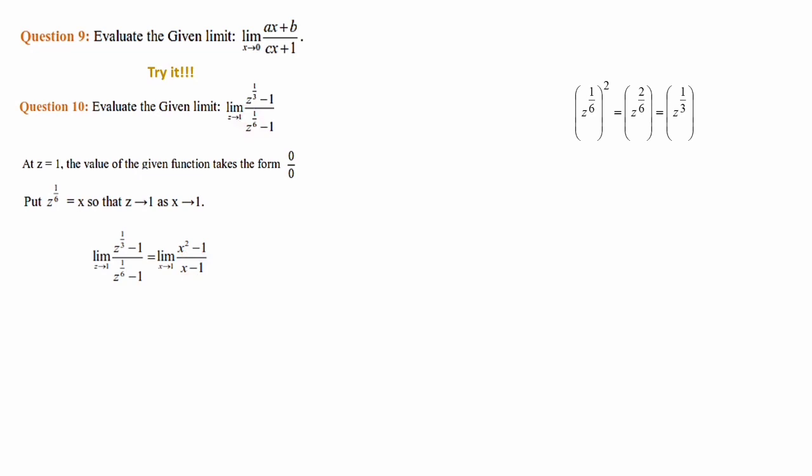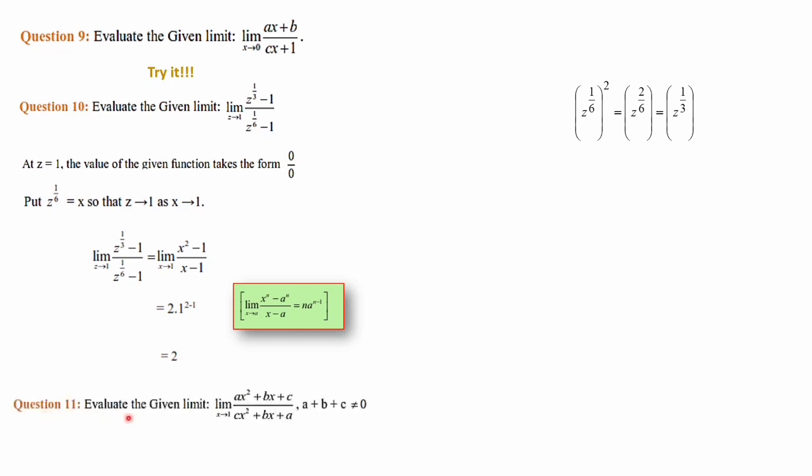Now this is of the form x power n minus a power n divided by x minus a. So the formula is n into a power n minus 1. N is 2. 2 into a is 1, 1 power 2 minus 1. N minus 1 is 2 minus 1. So 2 into 1 power 2 minus 1, which is 1 itself. 2 into 1 is 2. So the answer is 2.